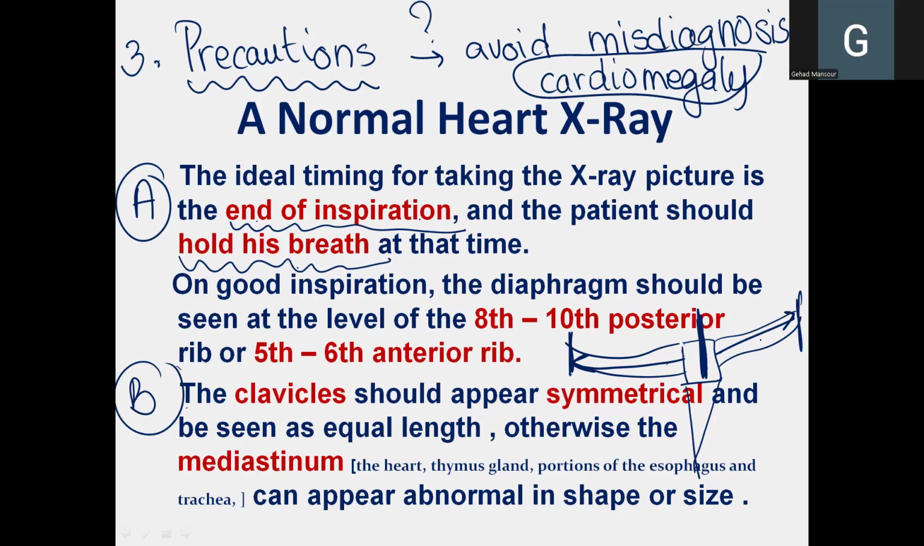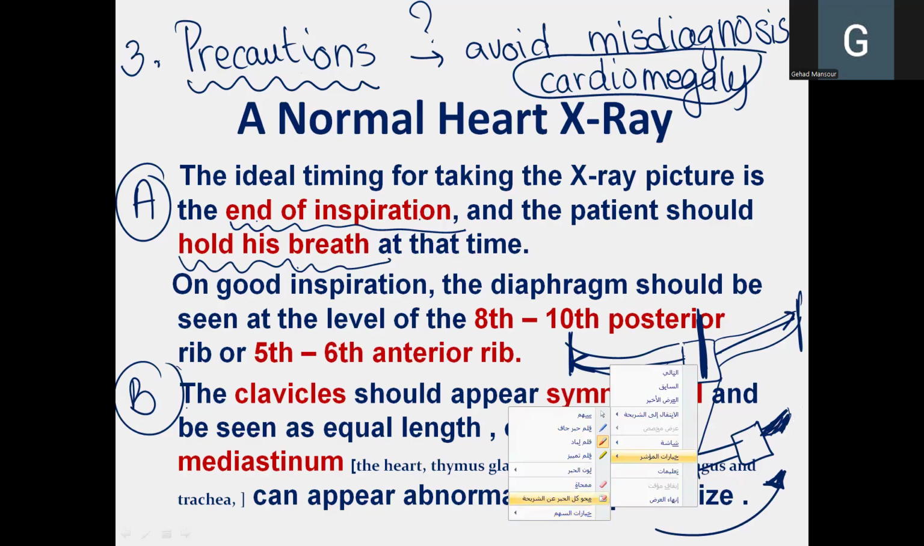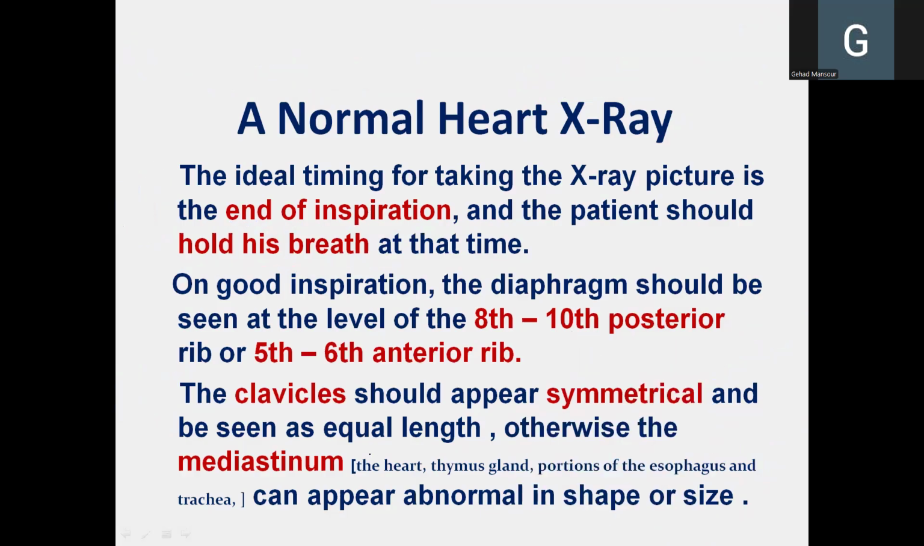If they're not equal in length, if the left clavicle appears shorter than the right clavicle, then the patient is turning towards the left more. And that's why you don't see enough length of the left clavicle. And the reverse is true. So the importance of having equal length of the clavicles is to ensure that the patient is centralized. Because if the patient is not centralized, then the whole mediastinum is not centralized.